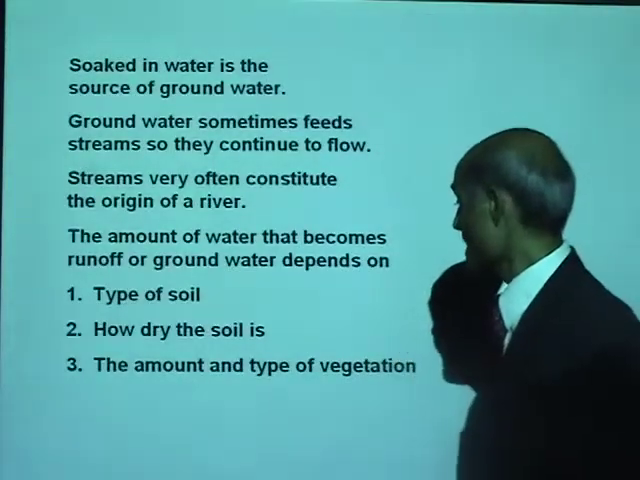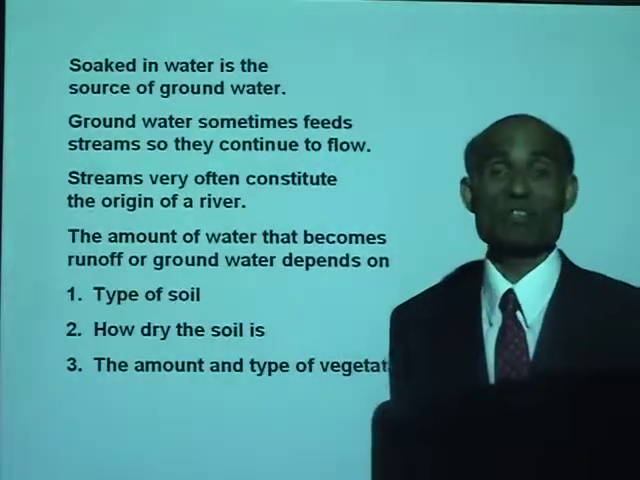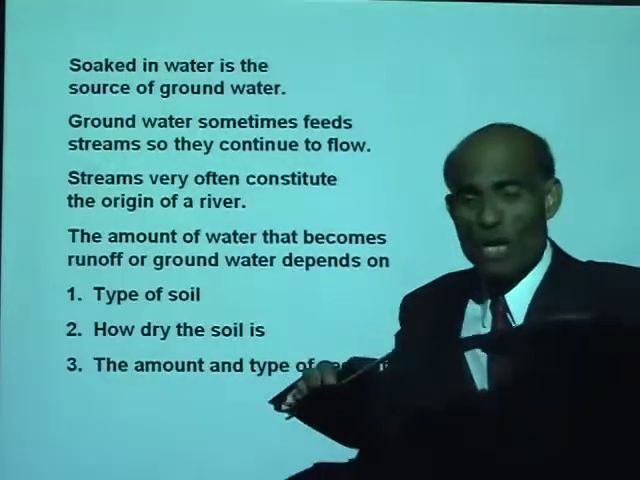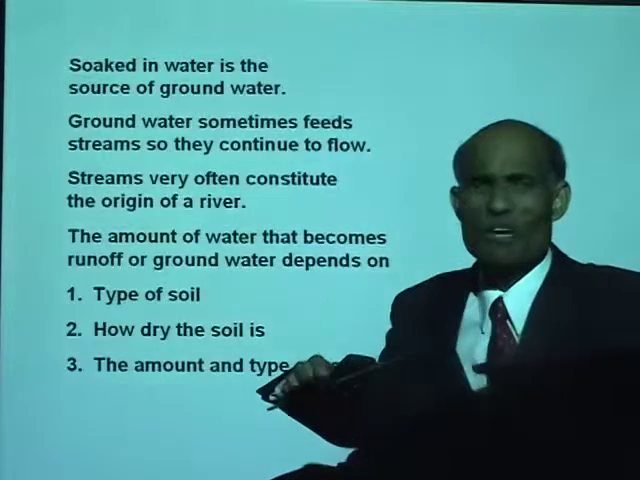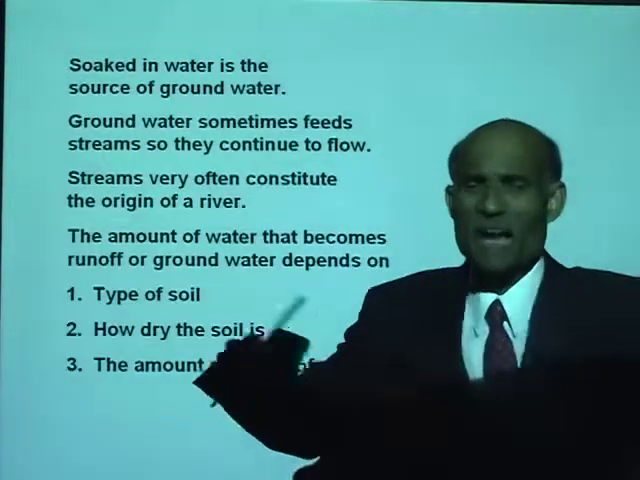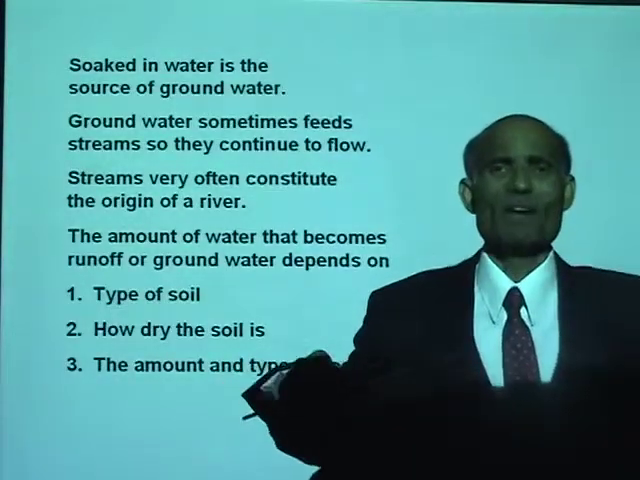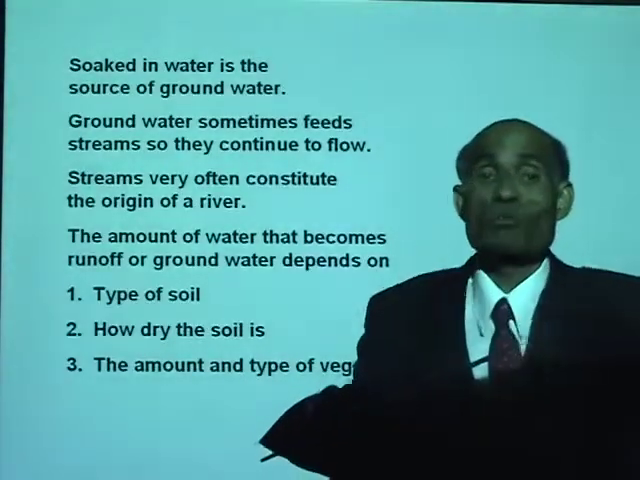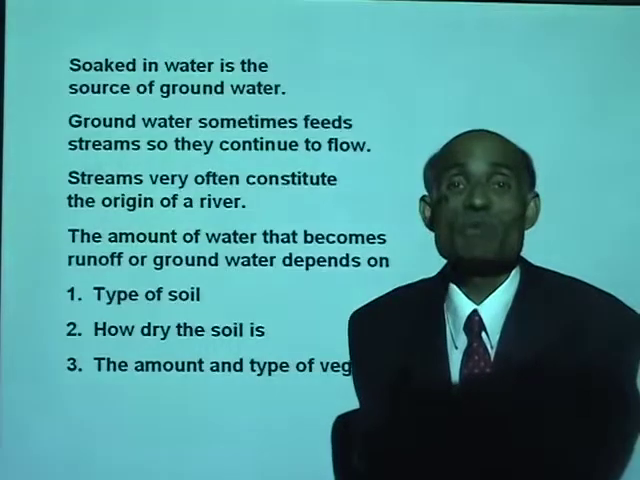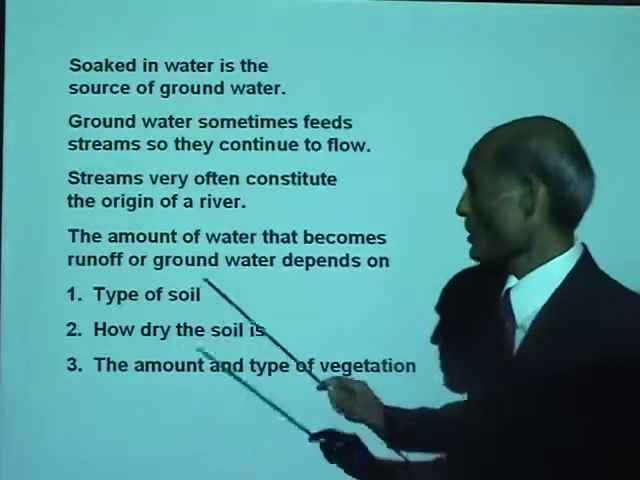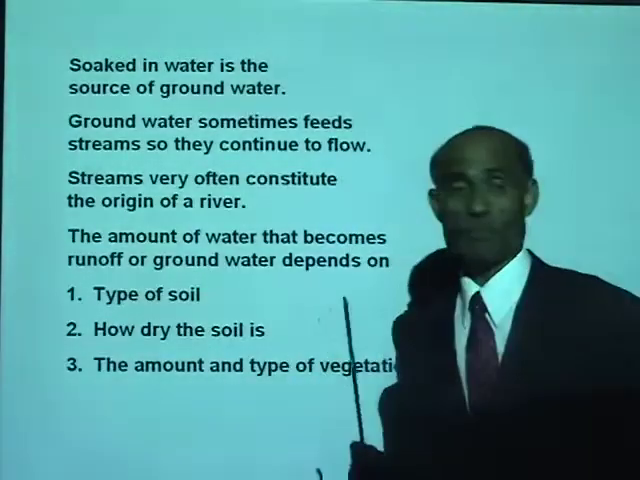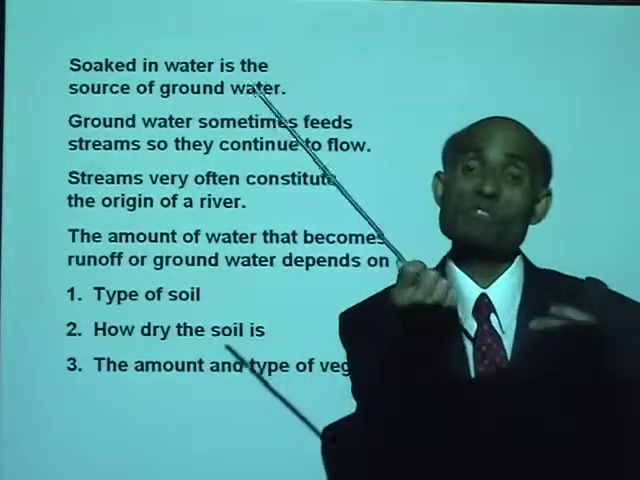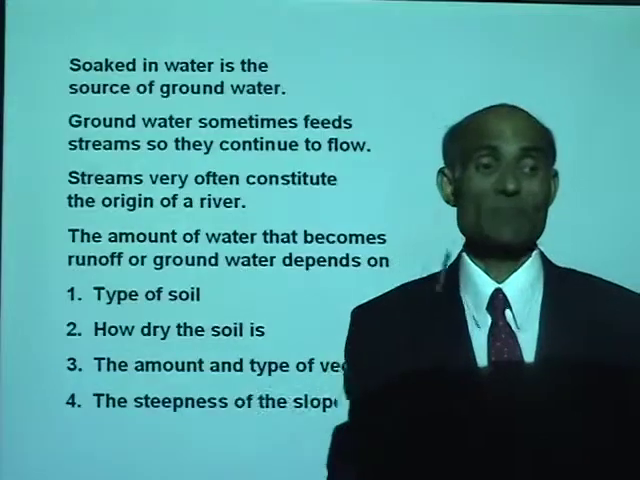Third, the amount and type of vegetation. You see, a lot of trees in an area will make the ground very hard by having their roots all over. Now, such an area will produce a lot of runoff. The soak-in will be very limited there. So all these will determine how much water runs off and how much water gets soaked in.